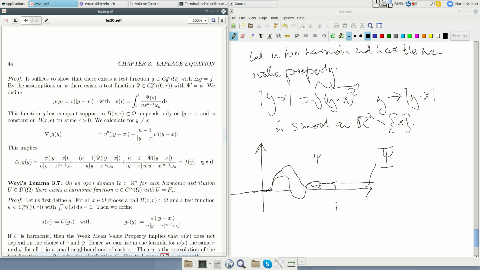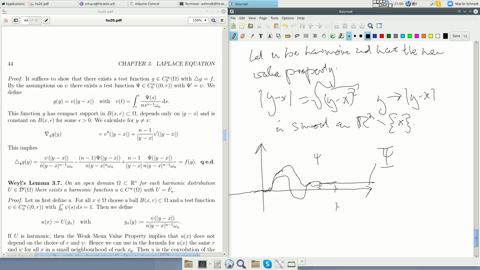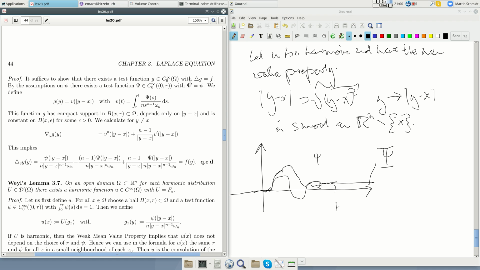Now we define our function v of t. We define this function v of t. This is a function depending on one real variable, and we start by r. We start here and integrate this function, which is already an antiderivative of the small psi.